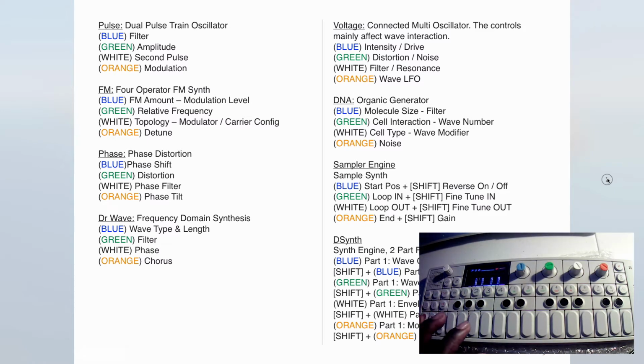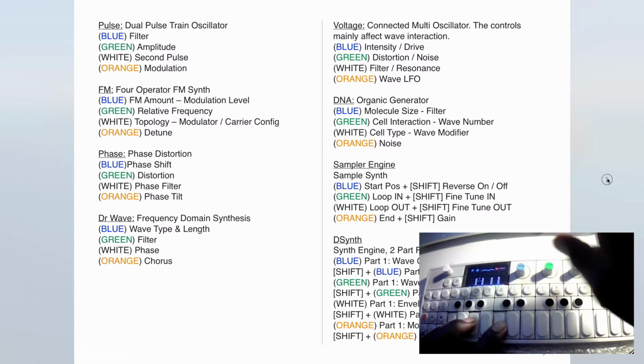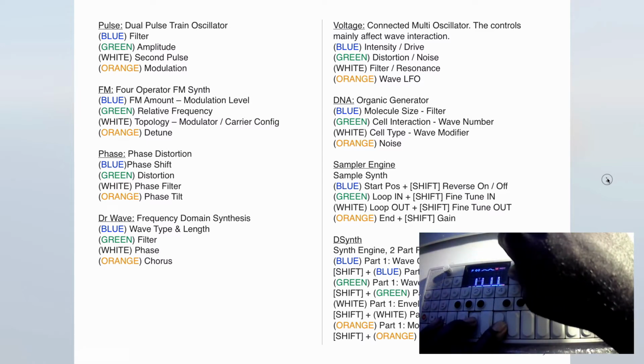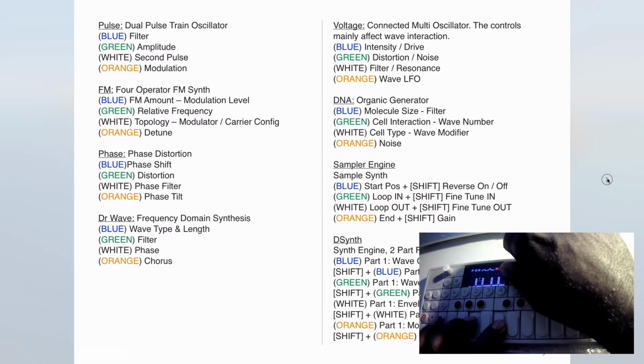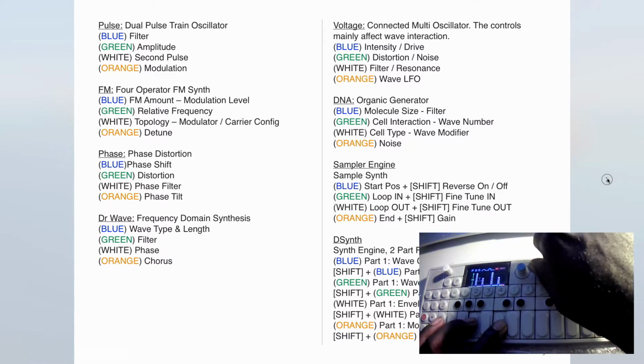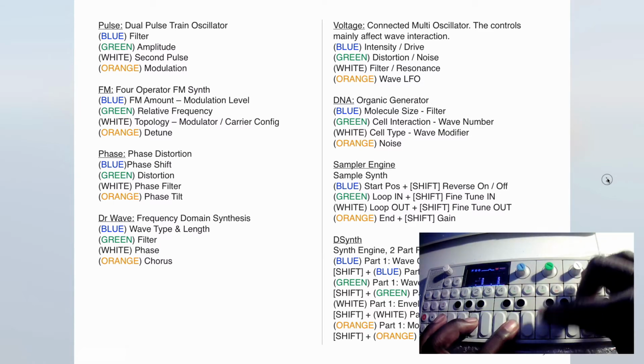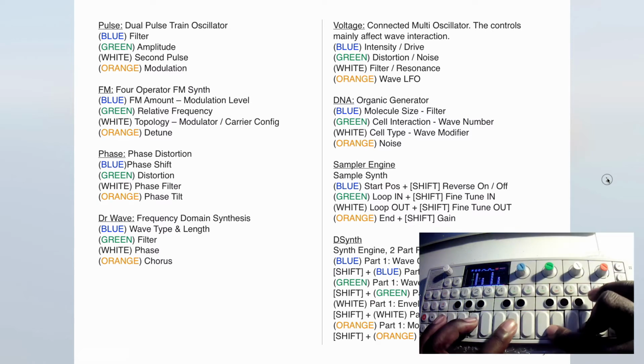So pulse, pulse width modulation, or digital pulse train oscillation. Yeah, bit of a mouthful. So the blue controls filter, so that's fully closed, that's fully open. The green controls the amplitude, so that's amplitude at 0, and then that's at maximum.